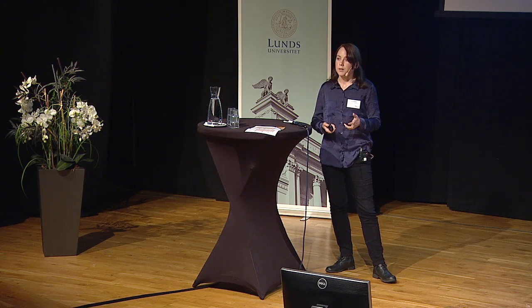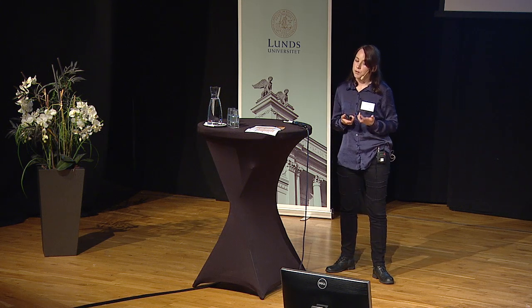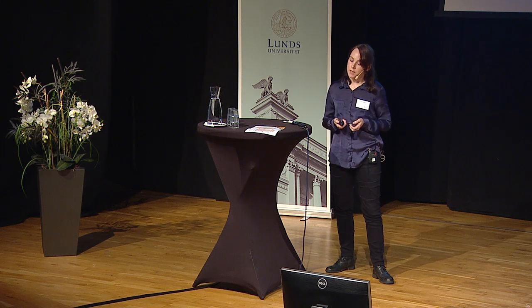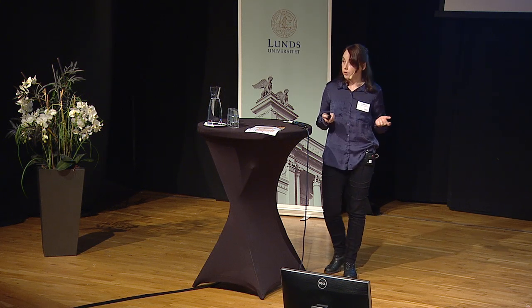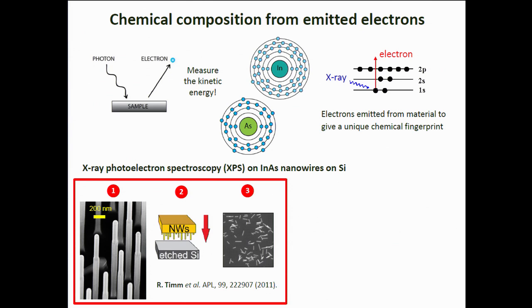What this kinetic energy tells us is a potentially quite complicated chemical fingerprint, but we can attribute all the different information to the different chemical species in our nanostructures. This is called XPS, X-ray photoelectron spectroscopy, and we can perform this on our nanostructured devices, in particular nanowires.